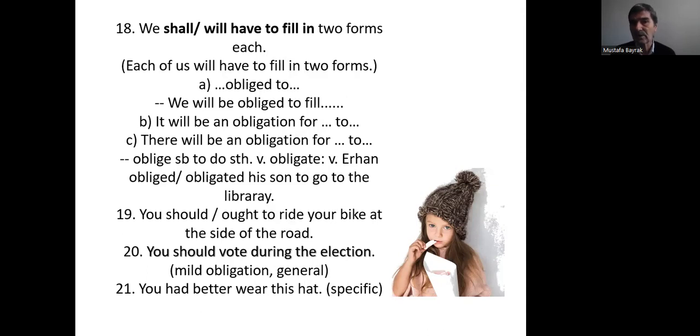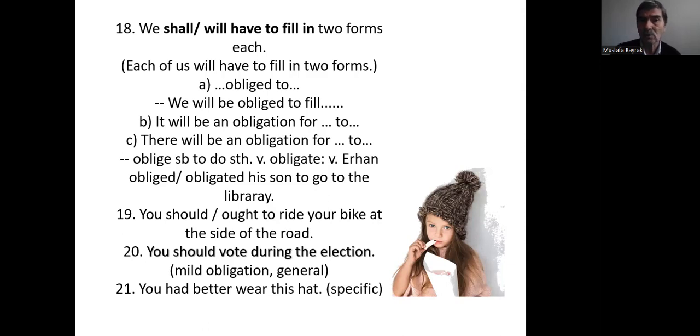Oblige somebody to do something, force somebody to do something. Obligate is also oblige. Obligate is the verb form. Erhan obliged or obligated his son to go to the library. Okay, so Erhan's son is obliged to go to the library. There is an obligation for Erhan's son to go to the library.